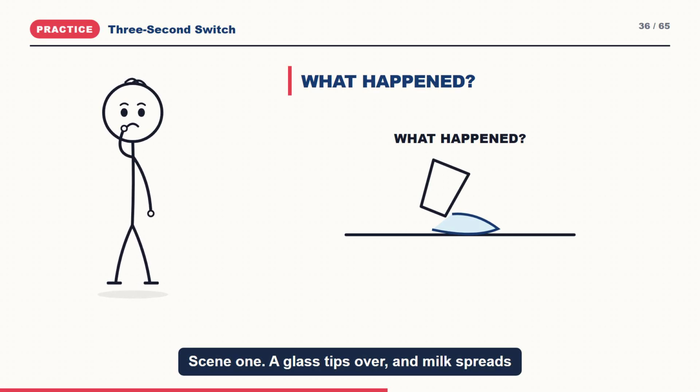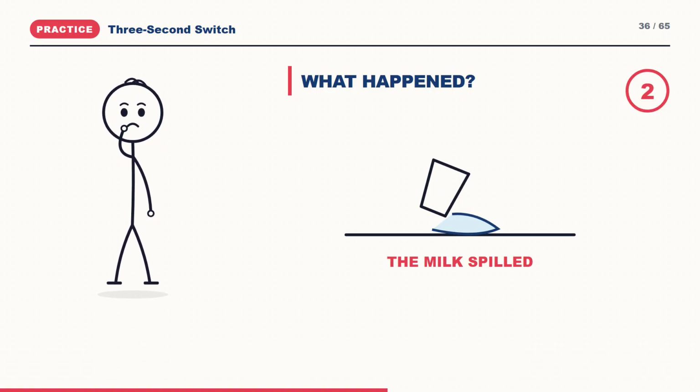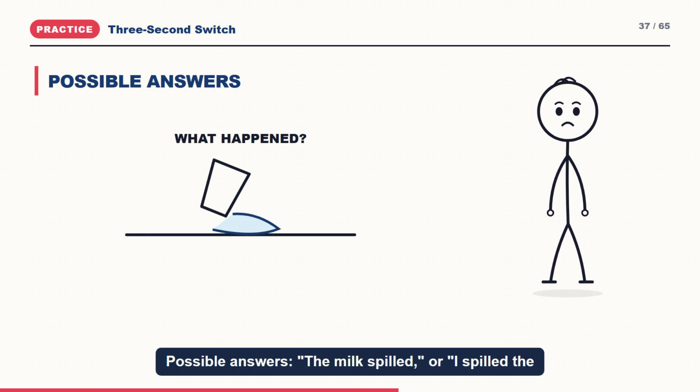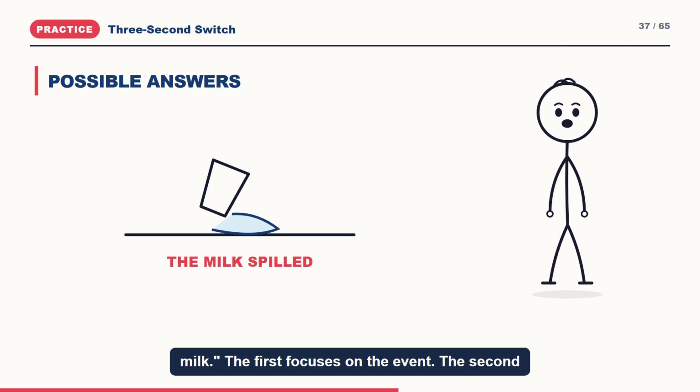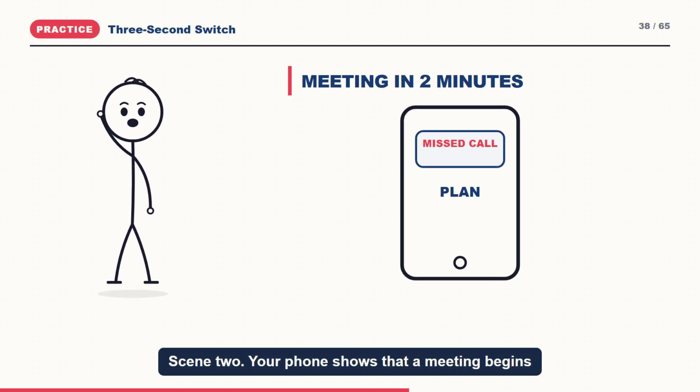Scene 1. A glass tips over and milk spreads across the table. What happened? Say it now. Possible answers: the milk spilled, or I spilled the milk. The first focuses on the event. The second says who caused it. Both fit the picture.